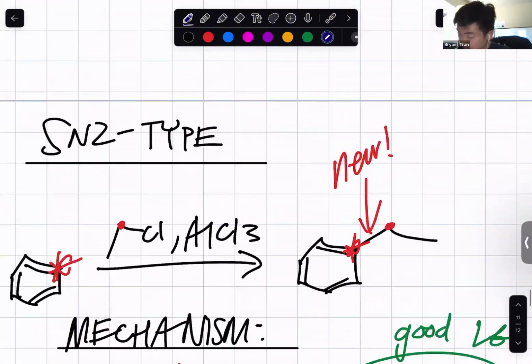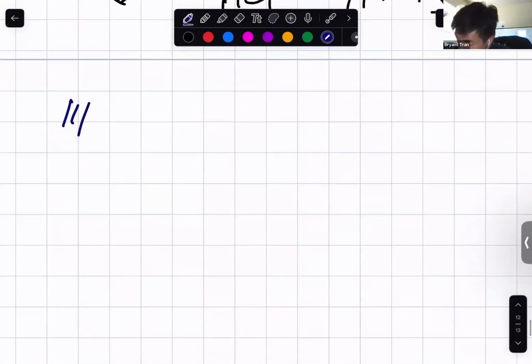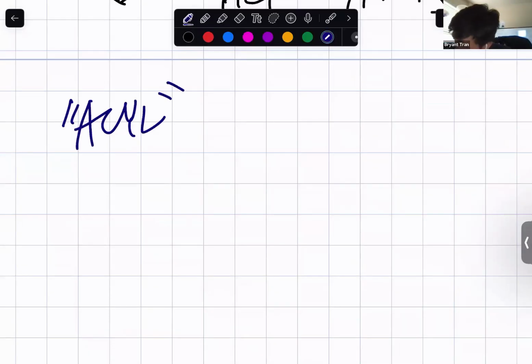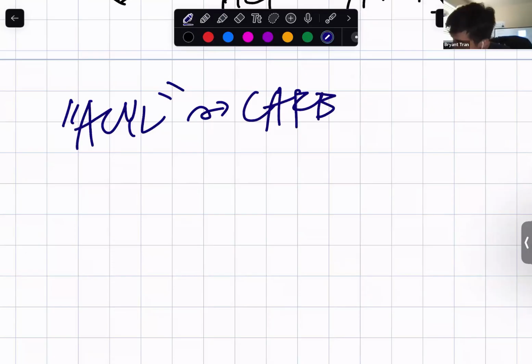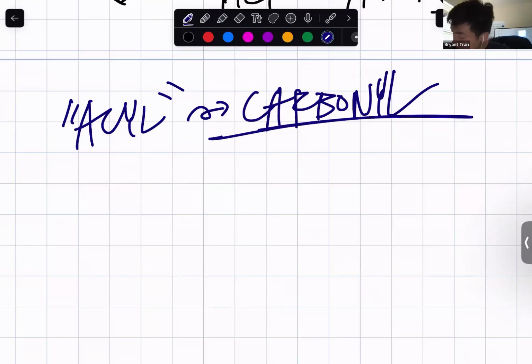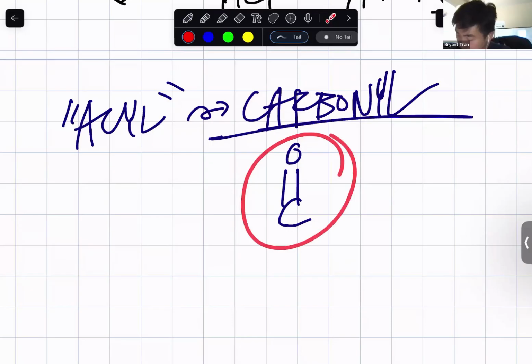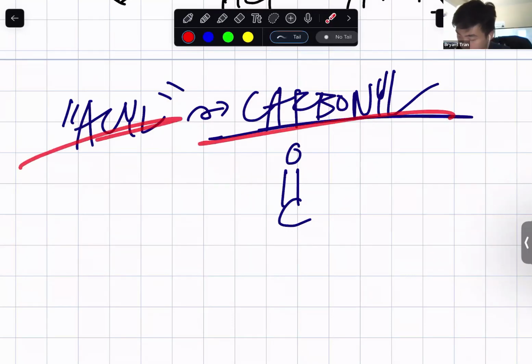Acylation, when you see the word acyl, right? Acyl, think of that as carbonyl. And do you know what a carbonyl is? Does that sound familiar? That term, carbonyl? Carbon double bonded to oxygen, right? So when you see a carbon double bond to oxygen, that's a carbonyl or an acyl group.